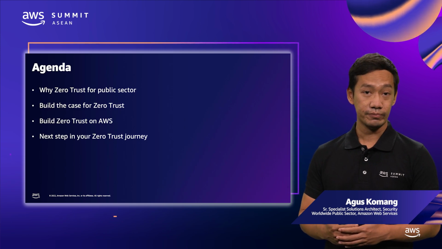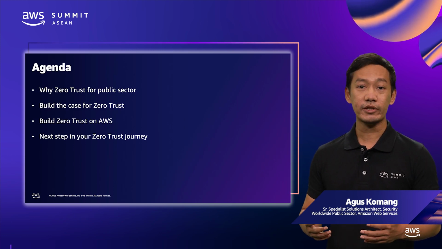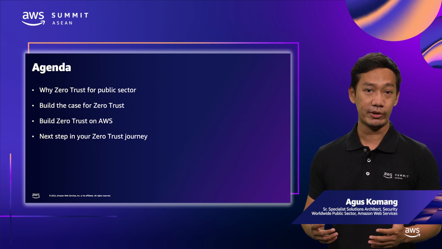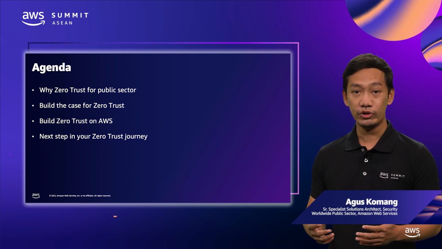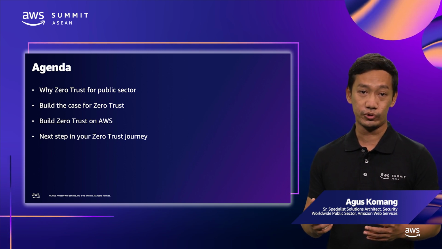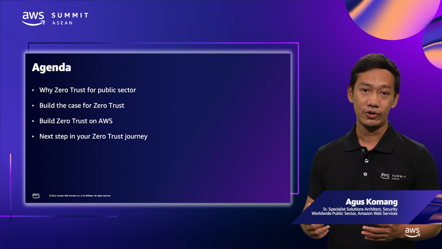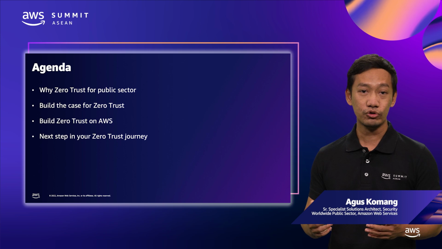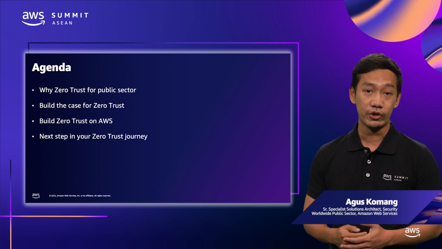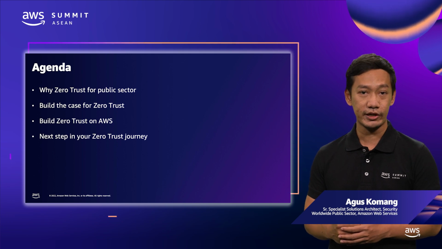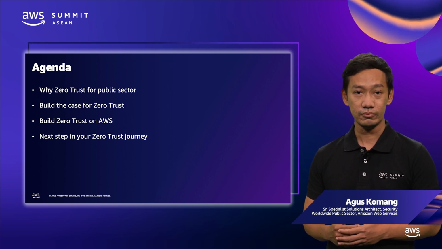This is our agenda. First, we look at what's driving the need for a new security model, specifically in the context of public sector. Next, we are going to cover the benefits and guiding principles to help you build the case for Zero Trust in your organizations. We then deep dive into how Zero Trust applies within AWS and how to build Zero Trust workloads on AWS. Closing this session are key takeaways to accelerate your Zero Trust journey.